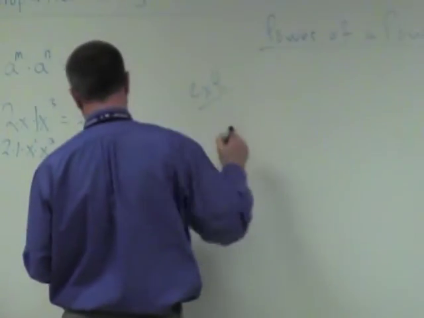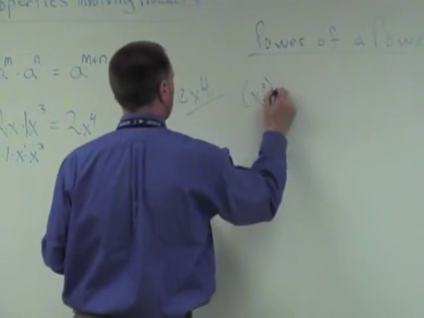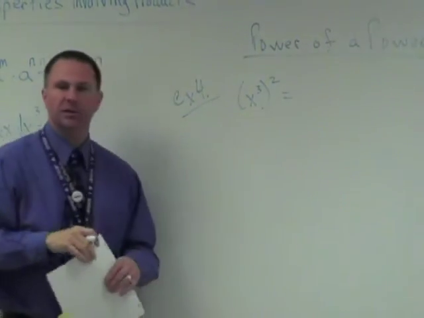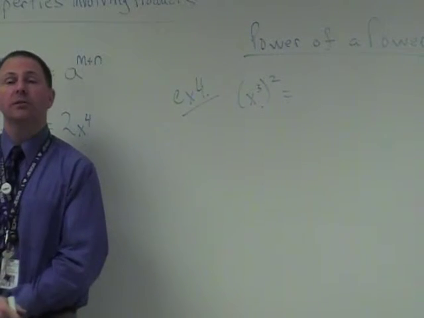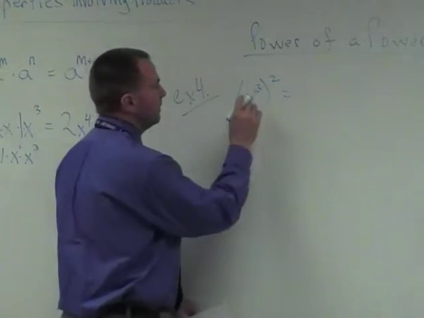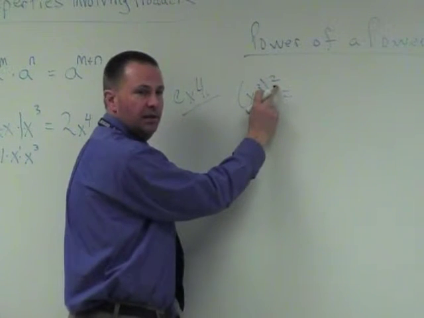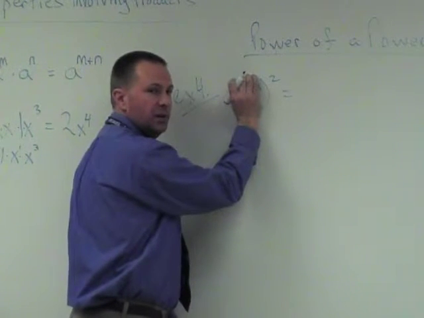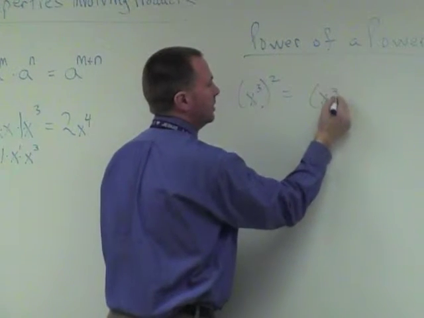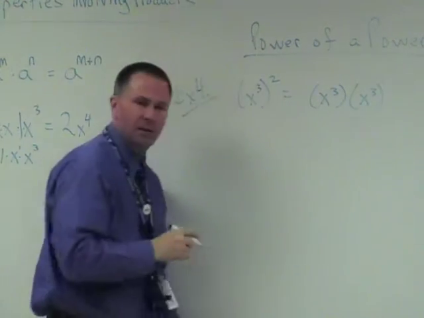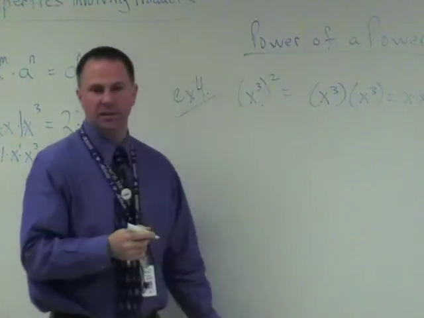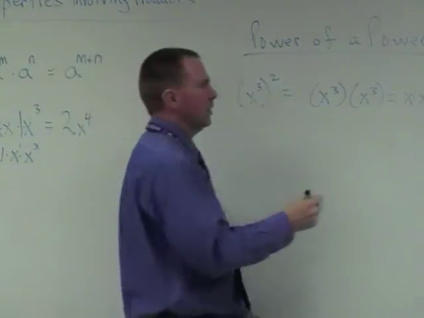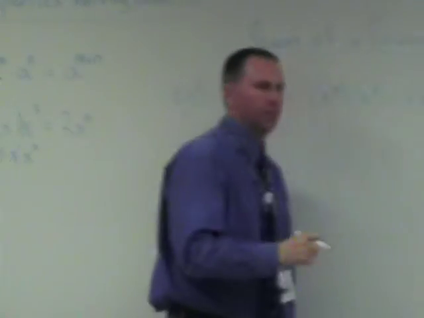Example 4. X cubed to the second power. Now I'm going to expand this just to show you that it works. First of all, what's the answer? X to the 6th power. Now watch what we do here. The 2 here means I need to multiply this by itself twice, right? So I have x cubed times x cubed. Everybody agree? And that's the same thing as x times x times x times x times x times x, which is x to the 6th. So it does work. Again, you don't have to write any of that stuff. You can remember the shortcut.